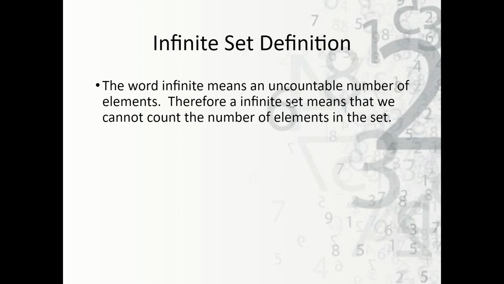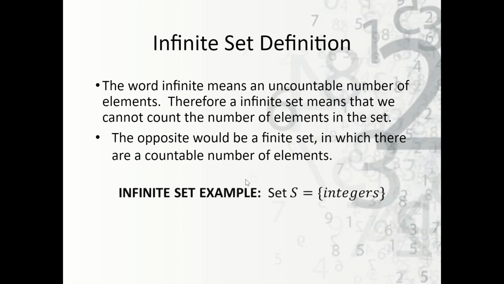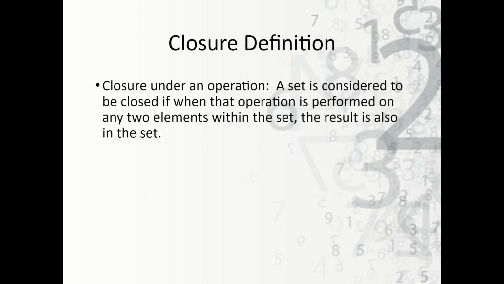Therefore, an infinite set means that we cannot count the number of elements in the set. The opposite of this would be a finite set in which there are a countable number of elements. So let's say I wanted the natural numbers between 1 and 10. Well, that goes 1, 2, 3, 4, 5, 6, 7, 8, 9, 10, and stops. And we can't keep going. So that would be a finite set. So an example of an infinite set would be the set of integers. So there's no limit to the number of integers we can count. Now closure definition. What does closure mean?